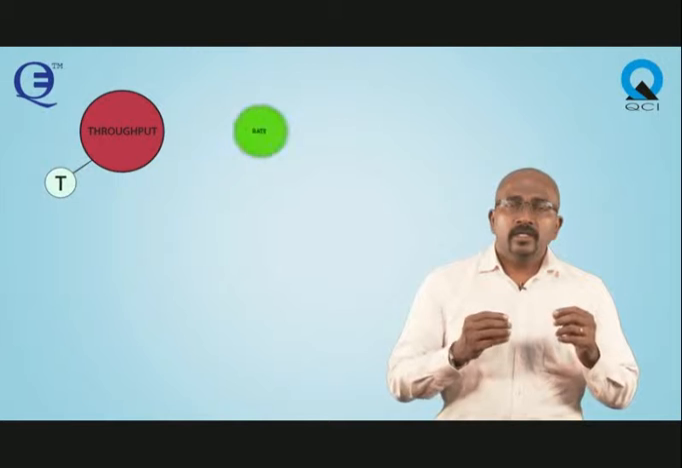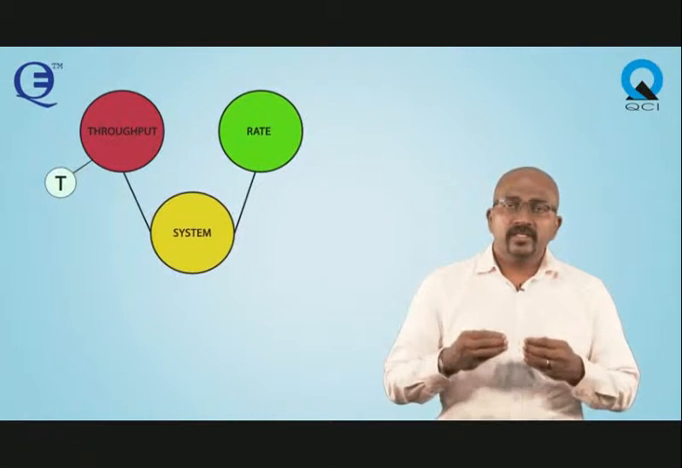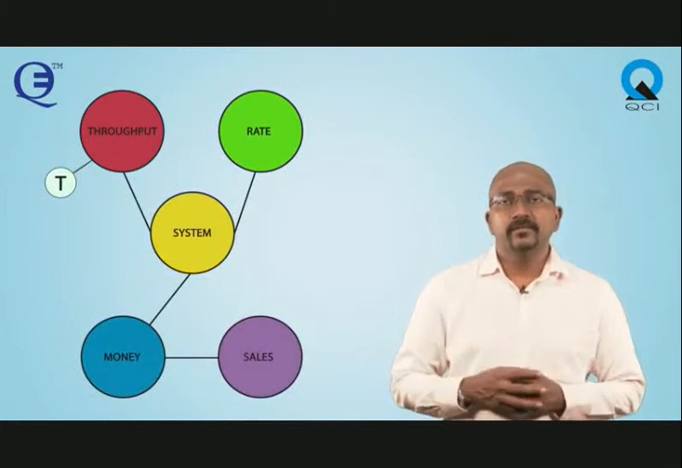Throughput, denoted by T, is the rate at which the system generates money through sales. Very important, through sales. That means the product has been sold. If the product is lying in the inventory, and will be sold, that is not throughput. Throughput can only be booked after the product has been sold.